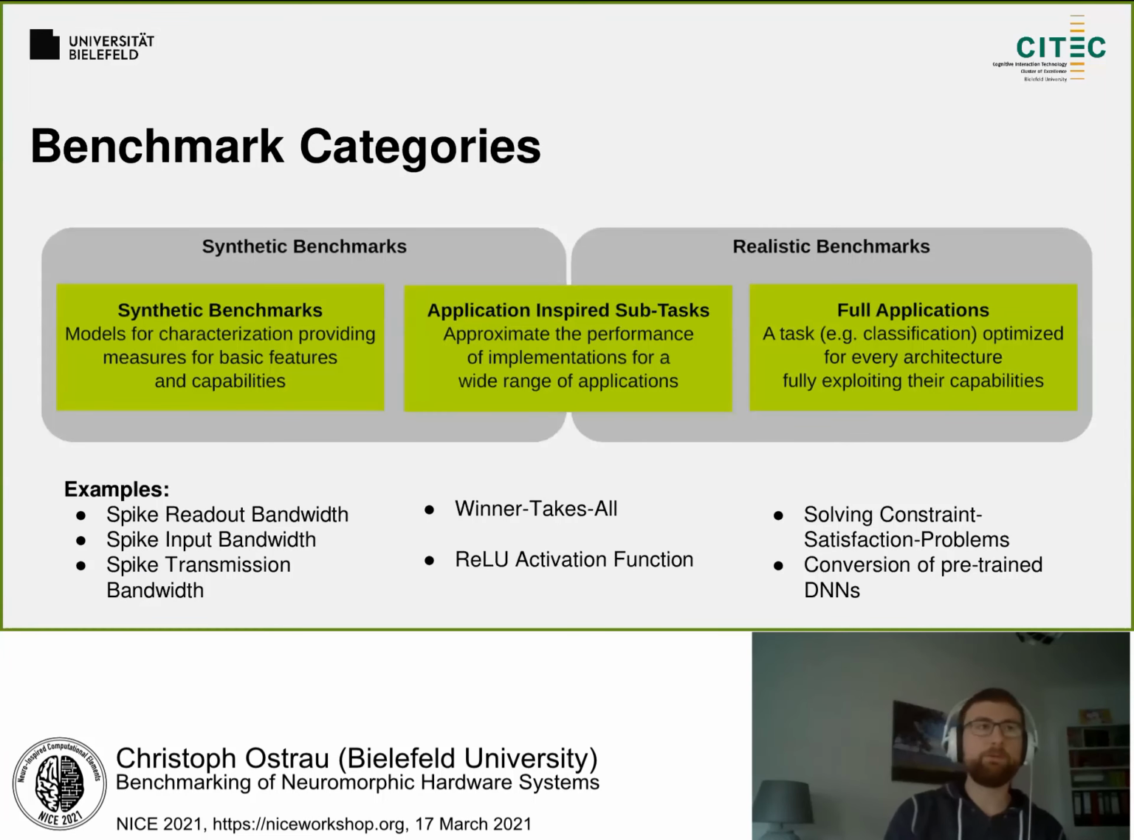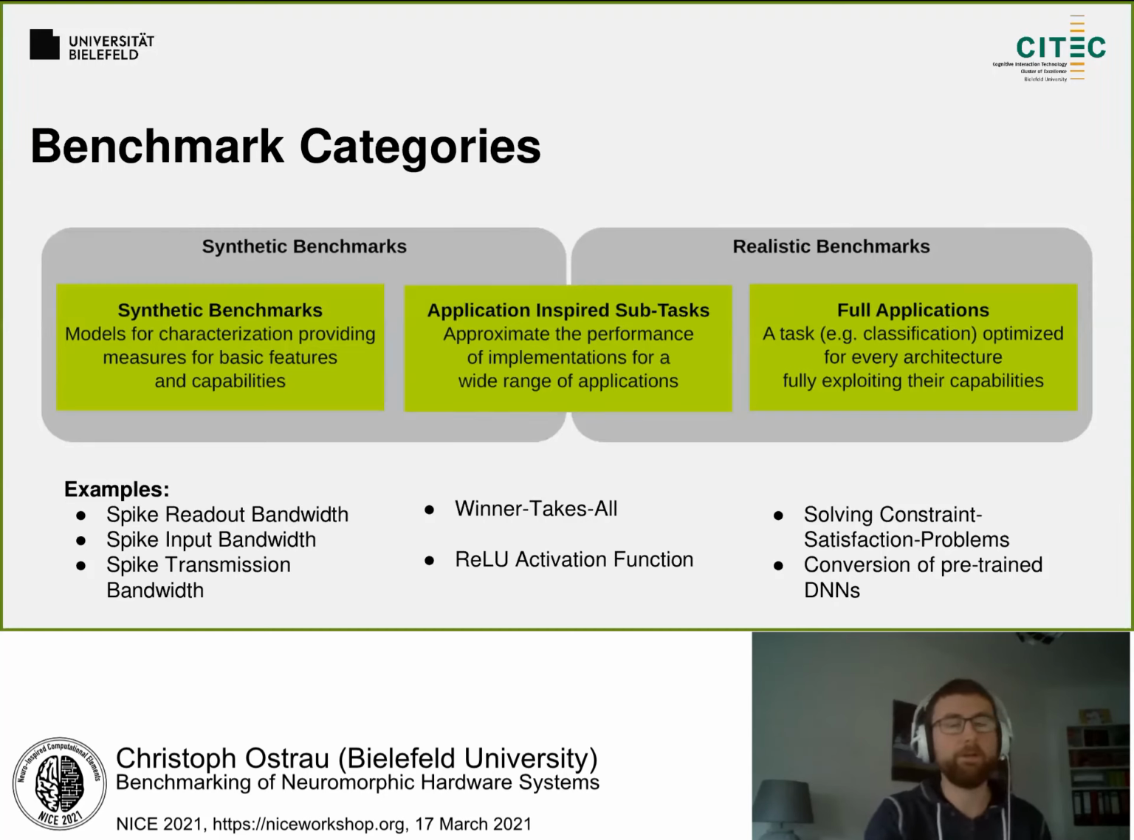Since the field of neuromorphic computing does not yet have the spiking neural algorithm that solves everything, we have different levels of benchmarks to still be quite representative of the field. This starts with very low-level characterization benchmarks, measuring low-level properties of a system, and ends up with full applications with performance metrics that are very specific to a certain task. To bridge that gap, we have in between these application-inspired subtasks or computational kernels whose metrics are somehow applicable to a broader range of applications.